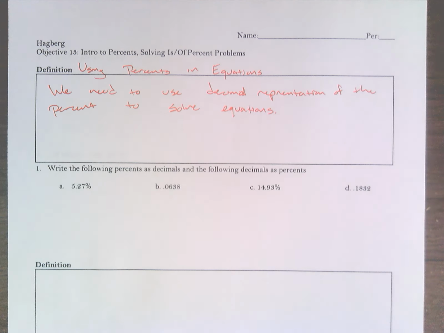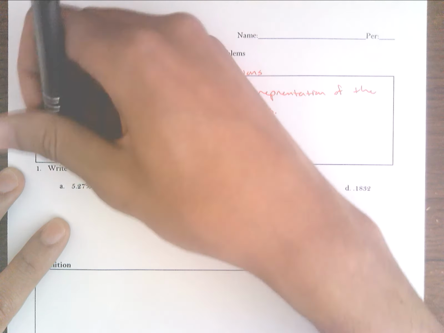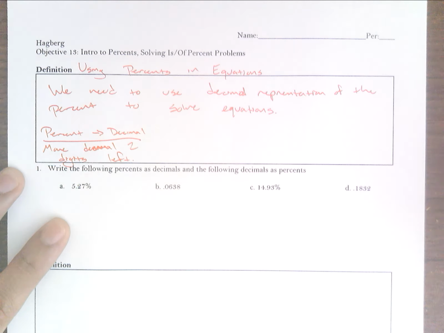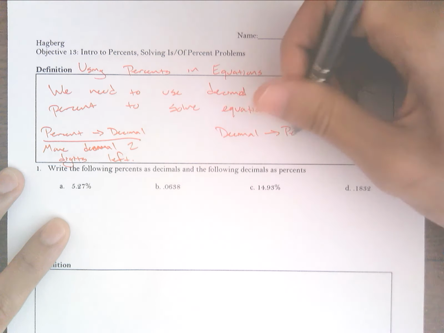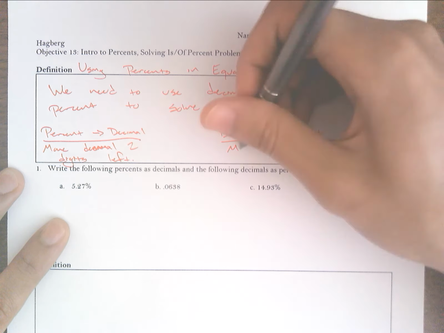So in order to go from percent to decimal, we have to move the decimal place 2 digits to the left. So move the decimal 2 digits to the left. In order to go from decimal to percent, we need to move the decimal place 2 digits to the right.